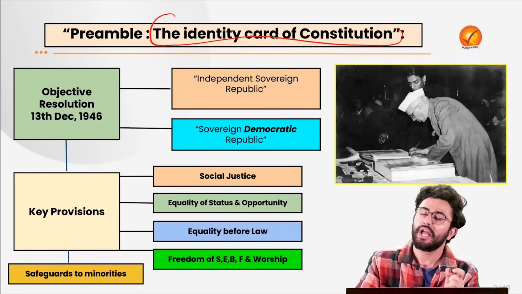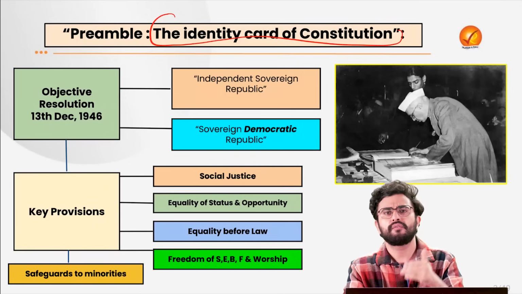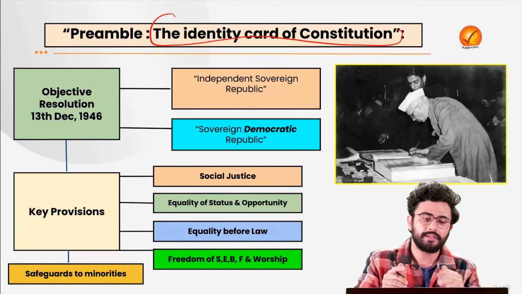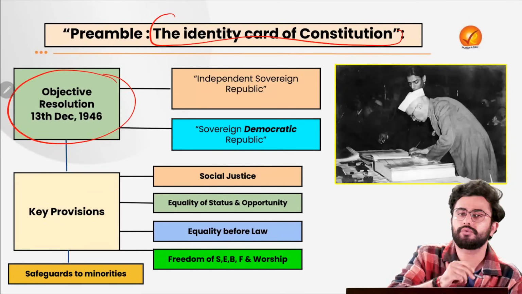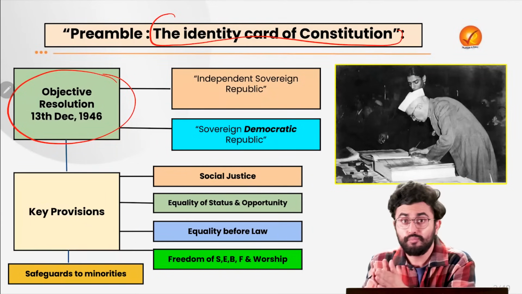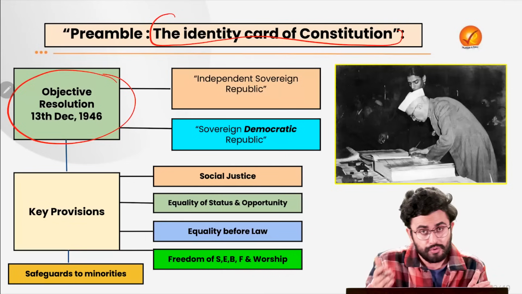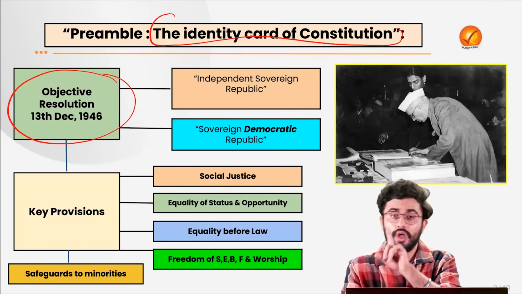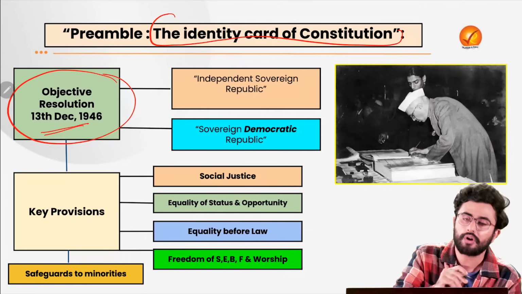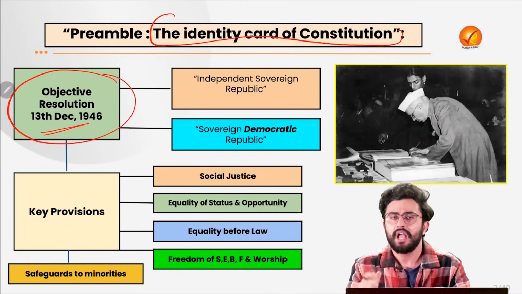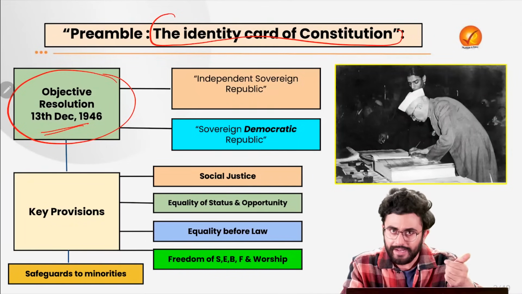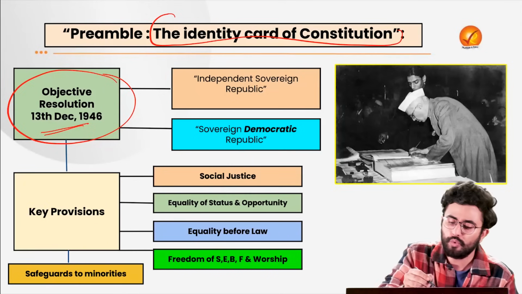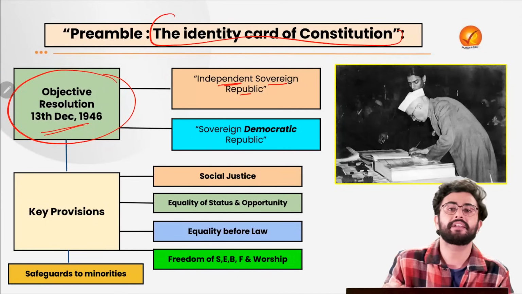Remember that this preamble was drafted on the basis of the Objective Resolution which was moved in the Constituent Assembly, drafted by India's first Prime Minister, Jawaharlal Nehru, on 13th of August 1946, where he defined the nature of the Indian state to be independent, sovereign and republic.